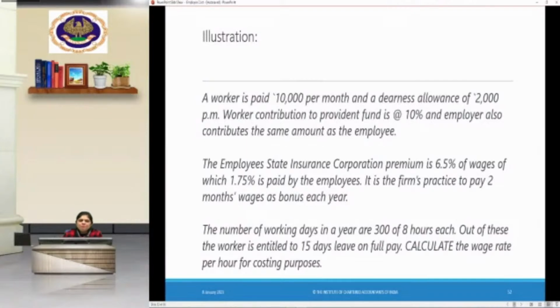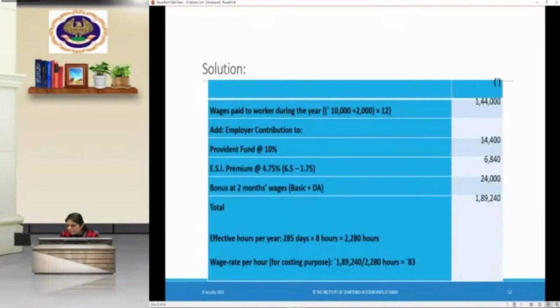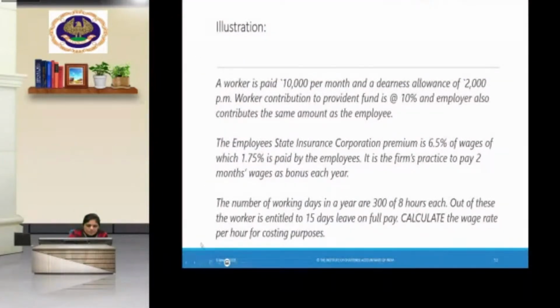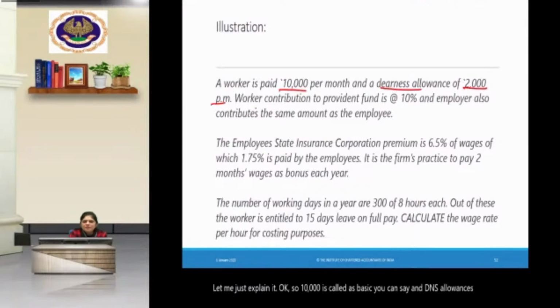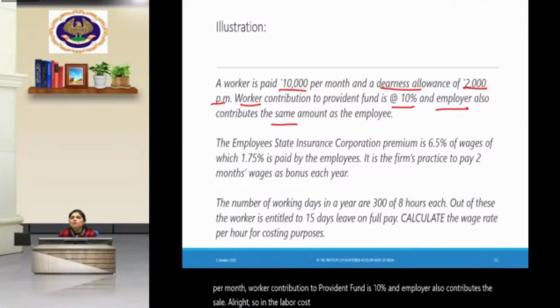Try to understand. A worker is paid 10,000 per month and a DA allowance of 2,000 per month. Clear? Worker's contribution to Provident Fund is 10%. Let me just explain it. So 10,000 is called the basic, and DA allowance is 2,000 per month. Worker contribution to Provident Fund is 10%, and the employer also contributes the same. All right. So in the labor cost, which contribution will you take? Employee or employer? You have to tell me.